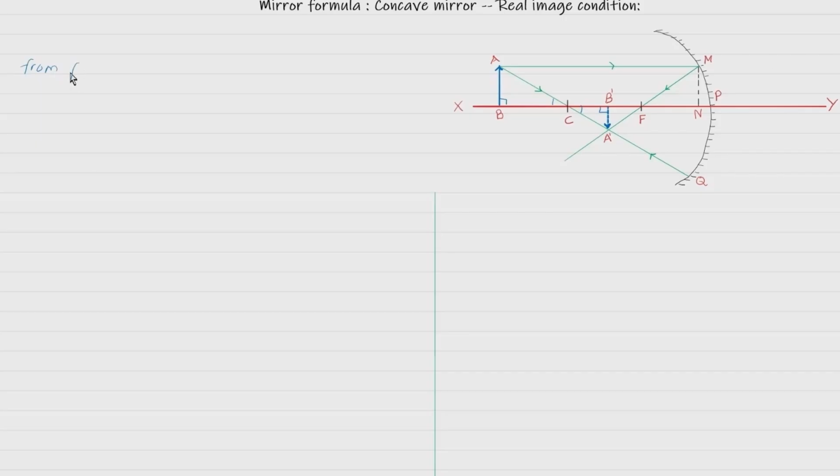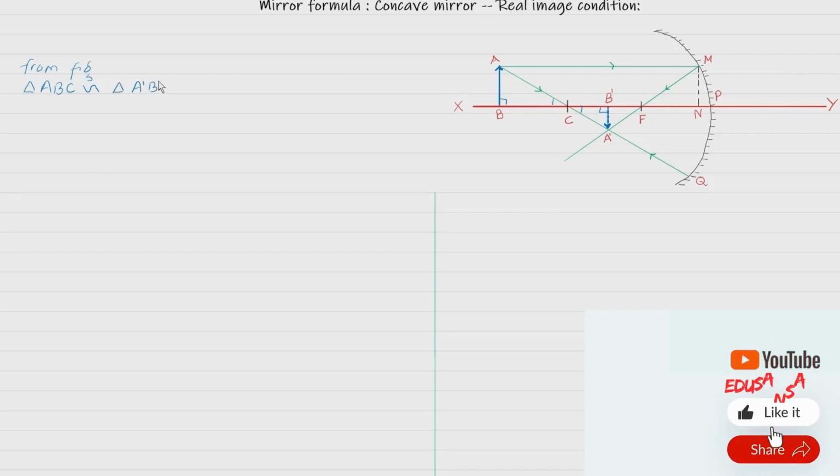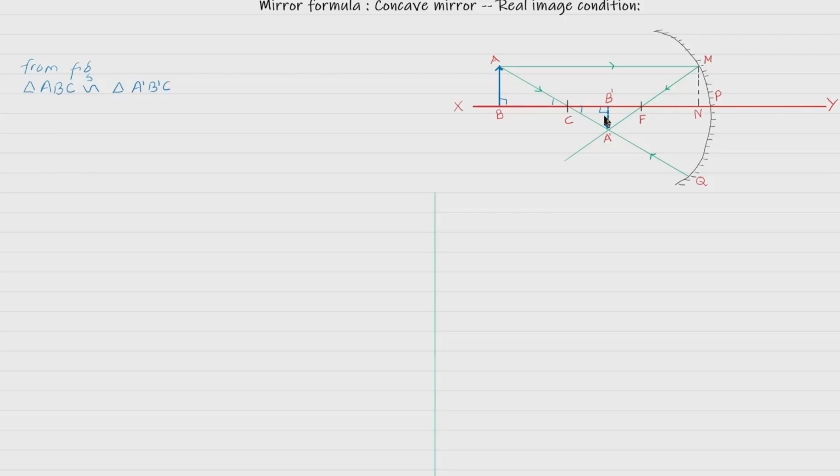So from the figure we can say that triangle ABC is similar to triangle A dash B dash C. Here we can see these two angles are equal, both being 90 degrees. Also these two angles are equal since they are vertically opposite angles, so we can say that these two triangles are similar to each other. As we know, the ratio of corresponding sides of similar triangles are always equal. We can write AB by A dash B dash is equal to BC by B dash C.